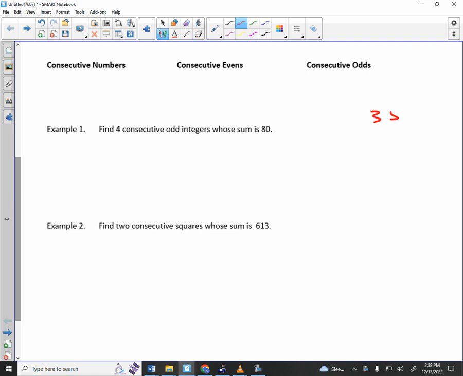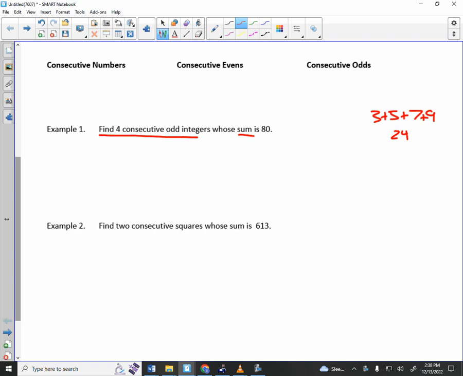3, 5, 7. Good. And if you were to add those up, you get 8 plus 16 is 24, right? Now, it turns out that these add to 80. Something I've noticed is that when we start this, I usually start right in with the problem, but a lot of people don't even understand what this idea means. 4 consecutive odd integers whose sum. If we take 4 odd integers in a row and add them up, we get 24. We want to know what adds to 80.